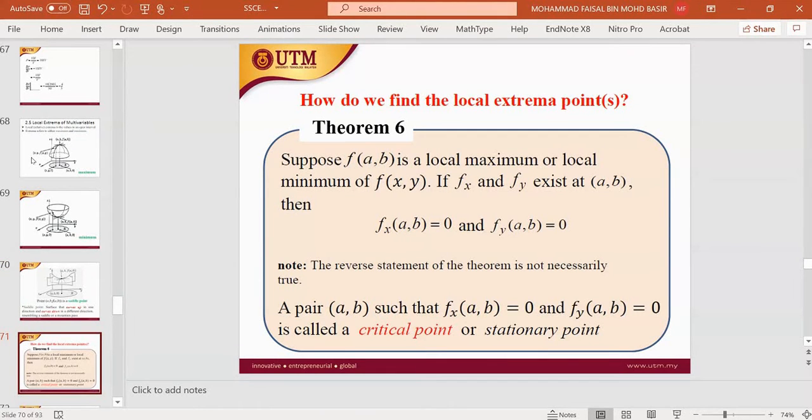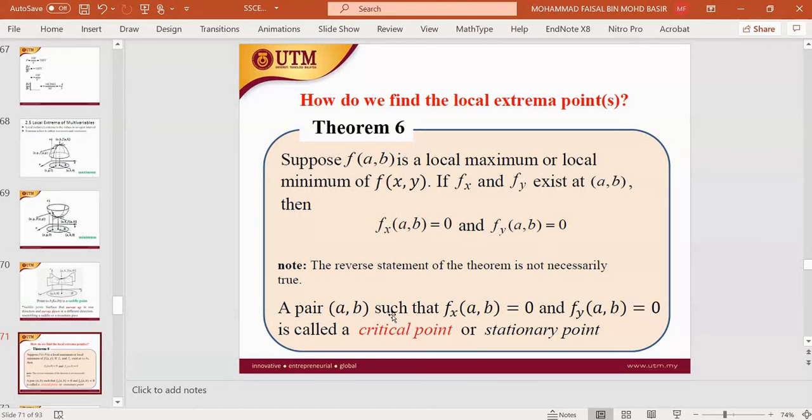So how do you find local extrema points? For sure, this will come up for your final or test, maybe. So you have to know this. Suppose f(a,b) is a local max or local min. If fx, or del f del x, and del f del y exist at (a,b), then fx(a,b) = 0 and fy(a,b) = 0. Note that the reverse statement of the theorem is not necessarily true. Okay, you no need to know this.